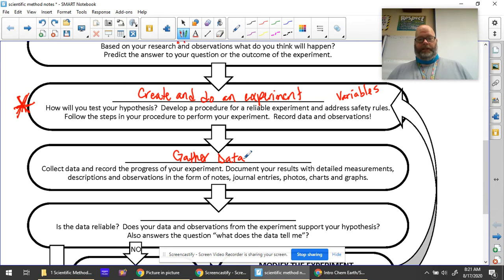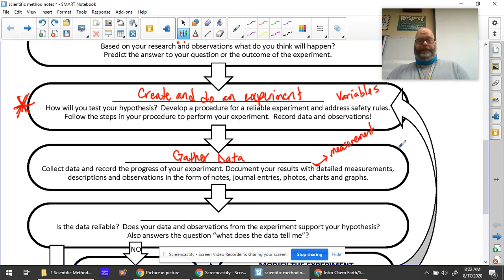So we want to gather data. We want to collect measurements, and we want to collect observations. Let's say we're watching our plants grow over a couple of weeks, our tomato plants. And as we watch the tomato plants grow, we start to see that one of them is growing taller, and one of them is starting to get a little yellowy and starting to look like it's dying. Okay. Well, the taller one we want to record. So that's a measurement.